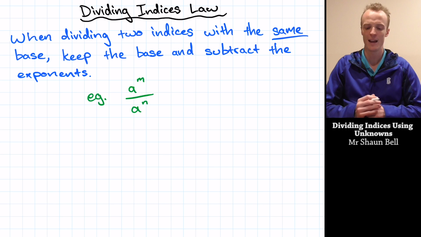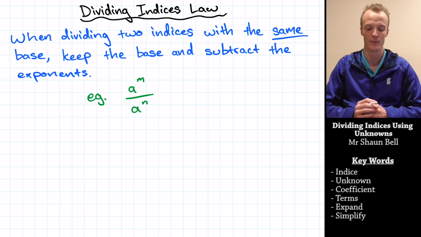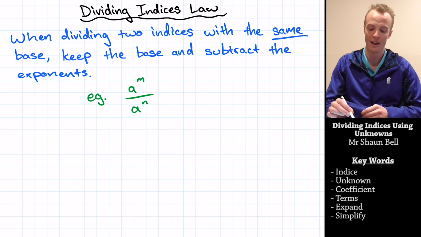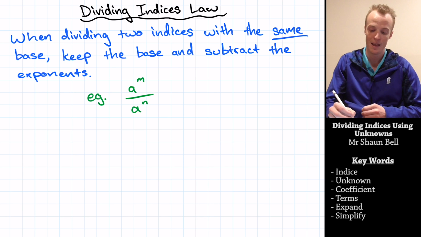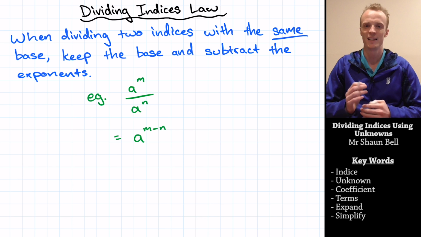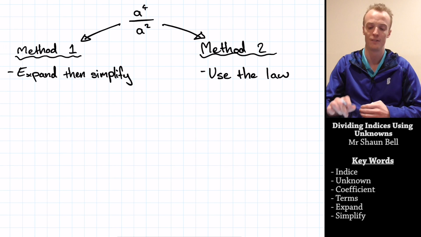So let's start by recapping the dividing indices law from our last video. When we're dividing two indices with the same base, we keep the base and we subtract the exponents. For example, here I've got a to the power of m divided by a to the power of n written in fraction form. Now in this case, we're dividing two indices with the same base. Our base is a, so we keep the base and we subtract the exponent. So that's going to be m subtract n. So let's take a look at how we use these with unknowns.